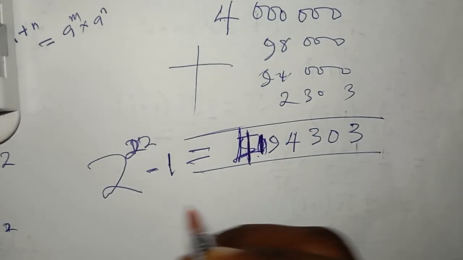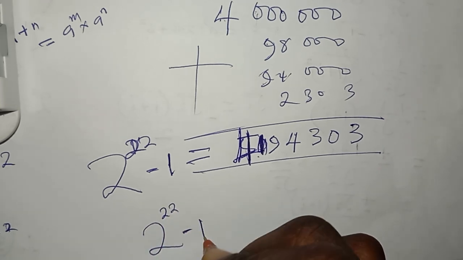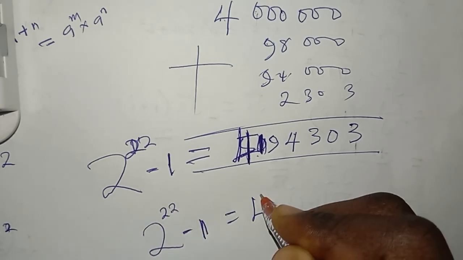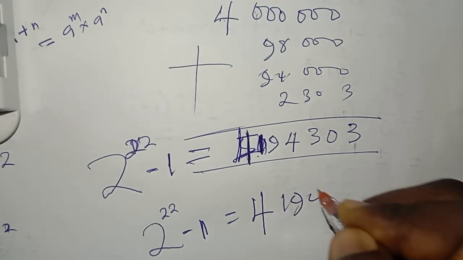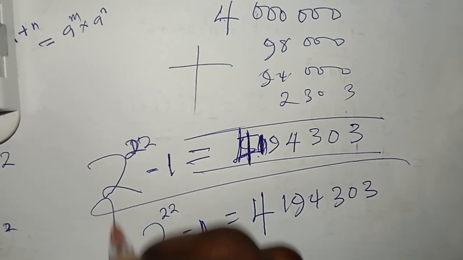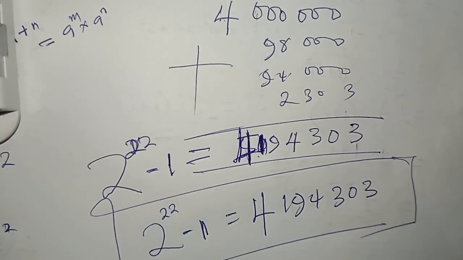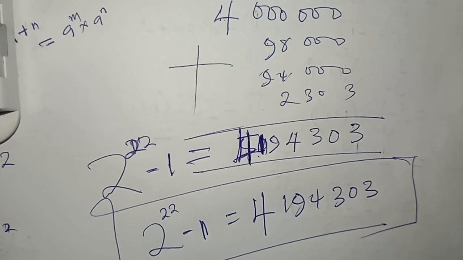So obviously 2 power 22 minus 1 is now equal to 4,194,303. You can go ahead and use your calculator to confirm this. This is how you can solve this kind of problem even without the use of a calculator, and you will still get the correct answer.